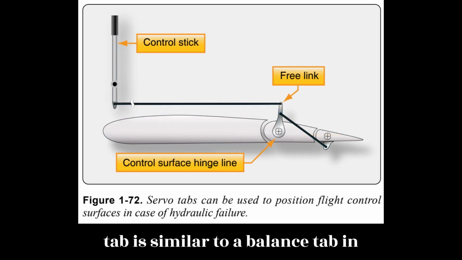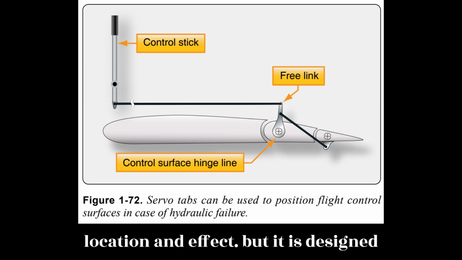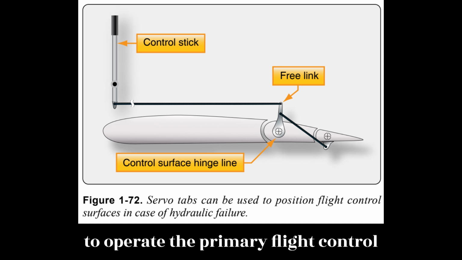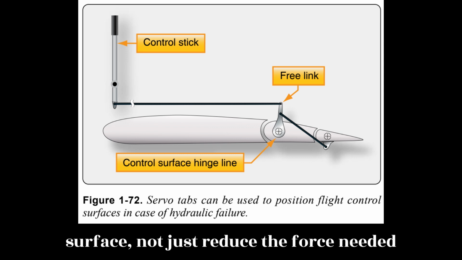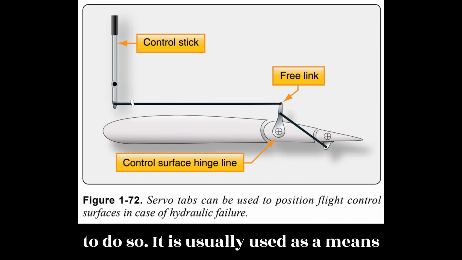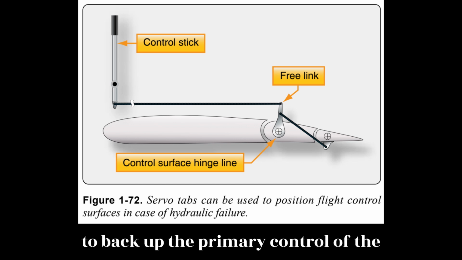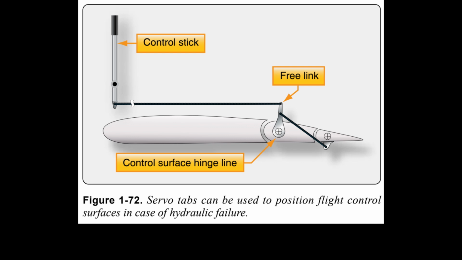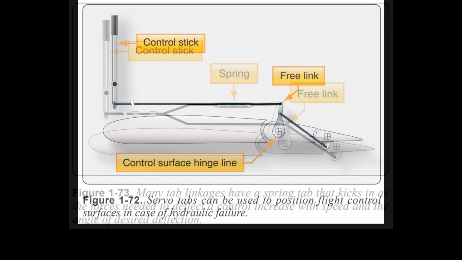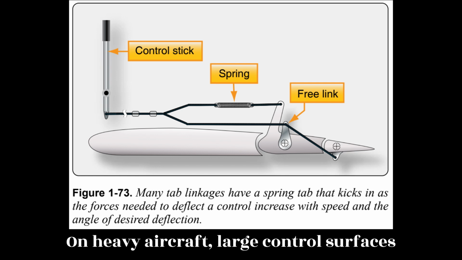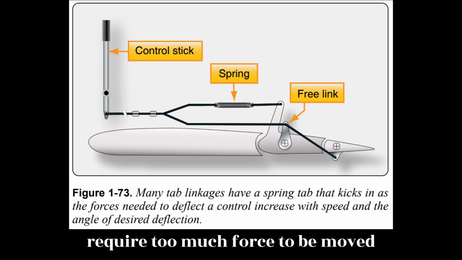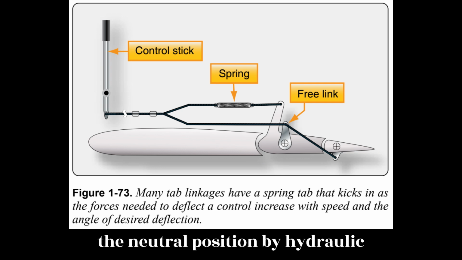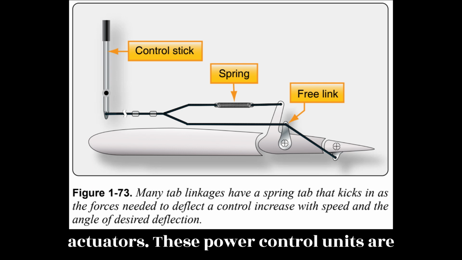A servo tab is similar to a balance tab in location and effect, but it is designed to operate the primary flight control surface, not just reduce the force needed to do so. It is usually used as a means to back up the primary control of the flight control surfaces. Figure 1-72. End of page 1-30. On heavy aircraft, large control surfaces require too much force to be moved manually and are usually deflected out of the neutral position by hydraulic actuators.